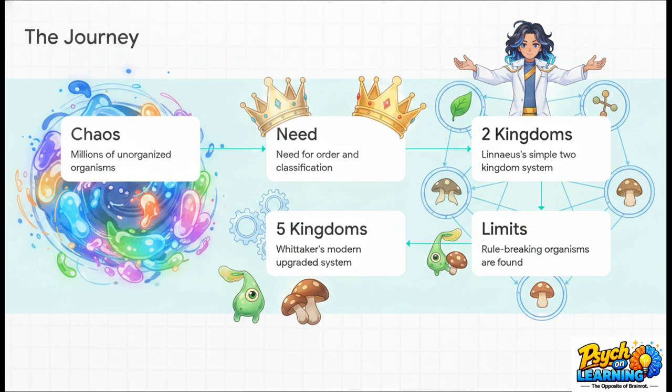We started with the chaos of millions of unorganized organisms, which created a massive need for classification. The very first attempt to solve this was the two-kingdom system. But soon, limitations were found because of those tricky rule breakers. So, Whittaker introduced the upgraded five-kingdom system. Simple, logical, and perfectly organized.